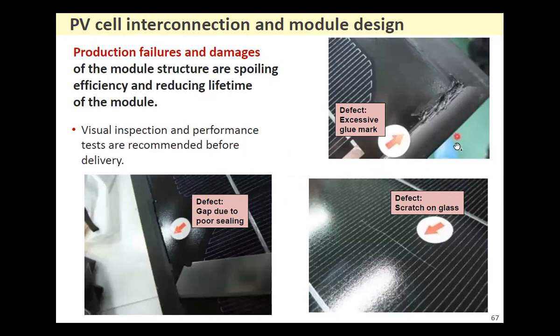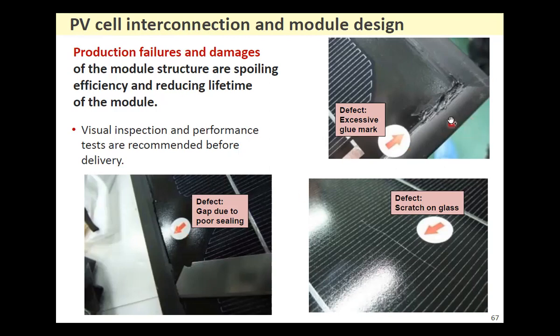Oh, look, this is another important thing. Now, whenever you are purchasing a panel, do inspect whether there is proper sealing or not, because if the sealing is improper, then the lifetime will be reduced, because poor sealing will actually harm or cause damage to the lamination layer of the solar cells.